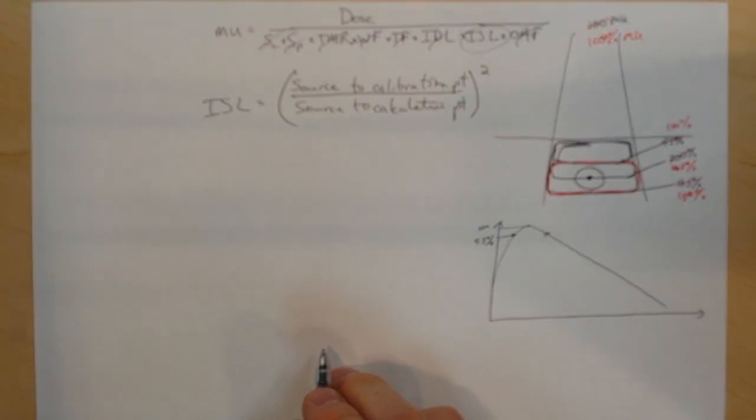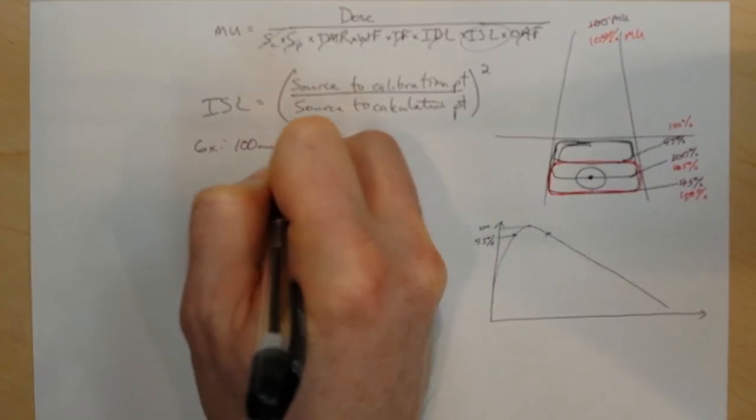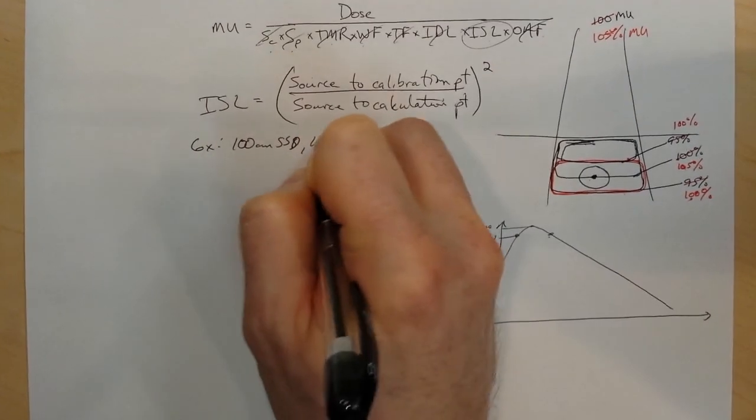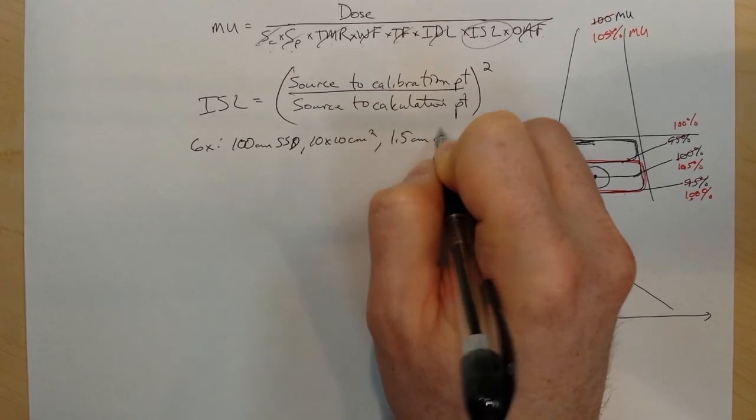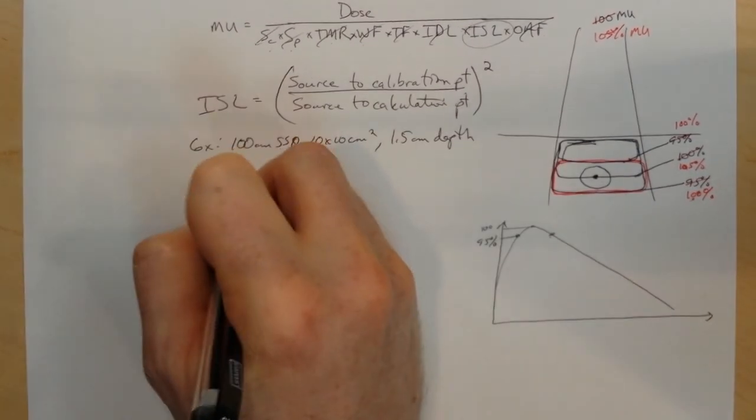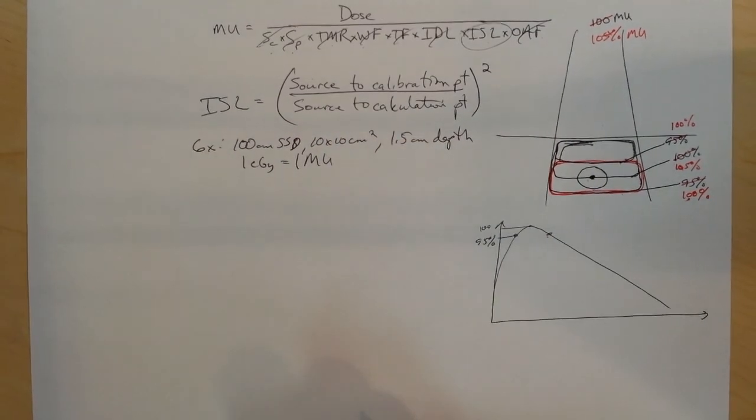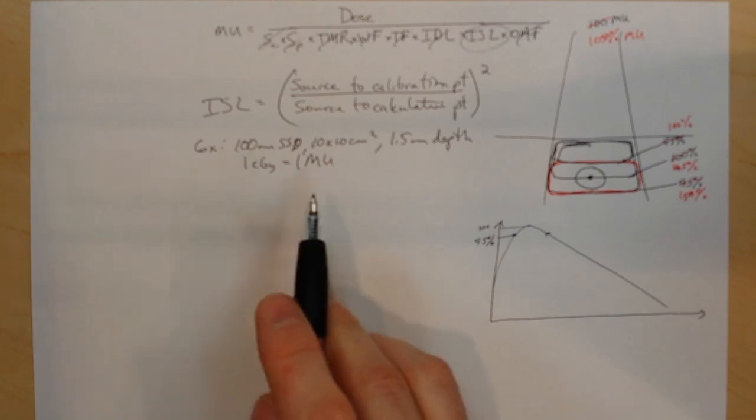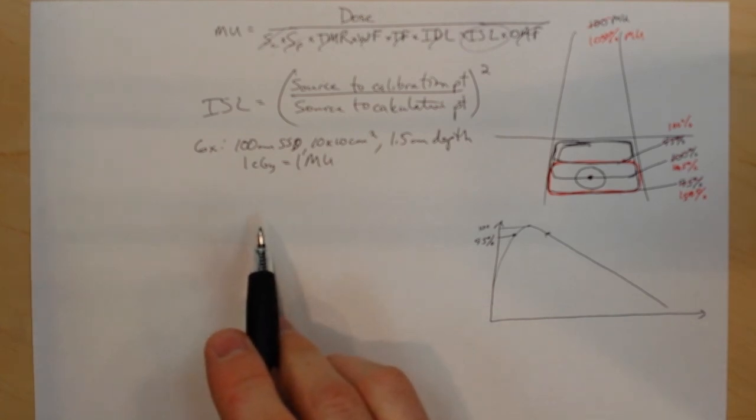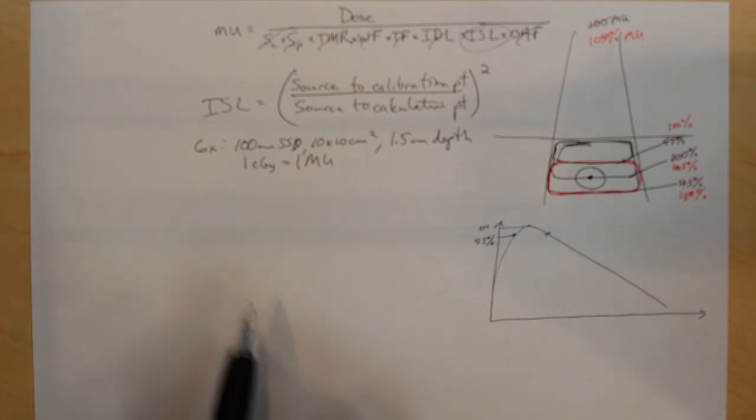squared. So if your machine is calibrated, let's take a simple example of 6X. If it's calibrated at 100 centimeter SSD for a 10 by 10 field size, 1.5 cm depth, to deliver 1 centigray per MU. All right. Now, we don't treat SSD technique in the clinic anymore. For 99.999% of the patients, they're SAD technique, source to axis distance. And we use a TMR or a TAR to calculate.